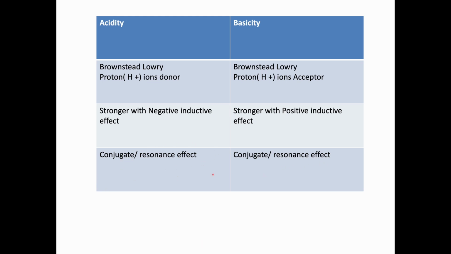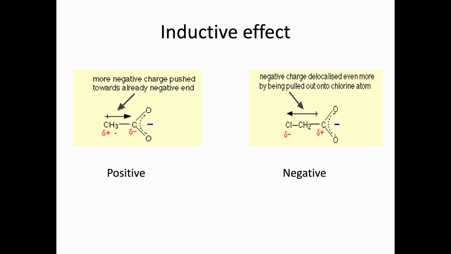So in terms of your inductive effect, it can be broken up into your negative inductive effect and your positive inductive effect. The stronger the negative inductive effect, the stronger your acid. The stronger the positive inductive effect, the stronger your base. Under your positive inductive effect, you're looking at electron pushing groups. So groups such as your methyl are pushing electron density from itself onto your carbon within the carboxylate ion group.